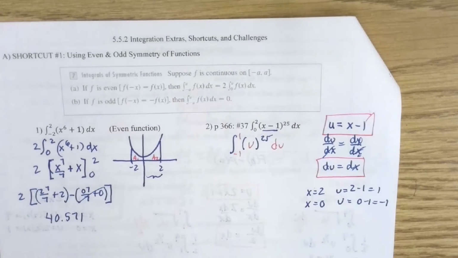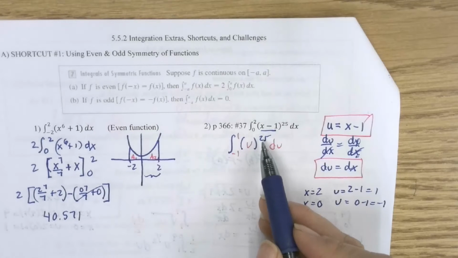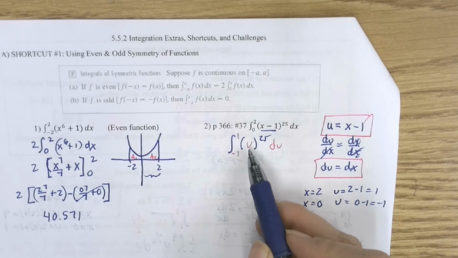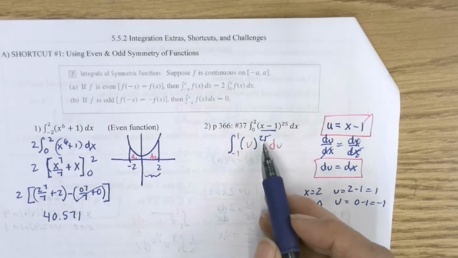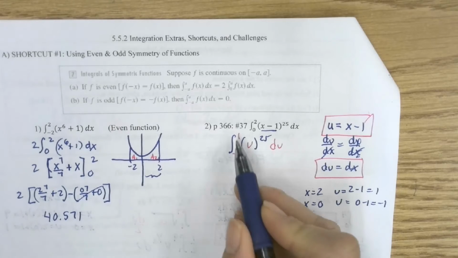And sure enough, now I've got u to the 25th power. That is an odd function. When you substitute in a negative u, you get the opposite of u to the 25th. You get negative u to the 25th. So that's an odd function, and I'm finding the area from -1 to 1.